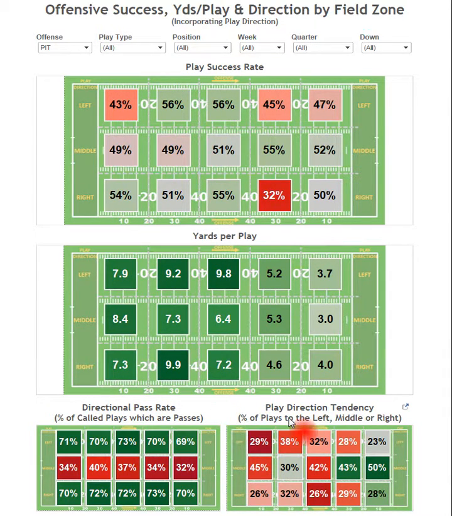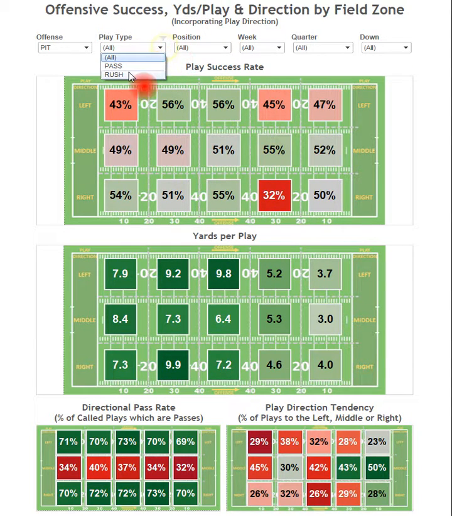This section here looks at play direction tendencies. So now we look at, okay, I'm in the red zone. How often am I going to the left, to the middle, or to the right? Similarly, between the 20 and the 40, how often am I going to the left, to the middle, or to the right? So that's what generally this table does.